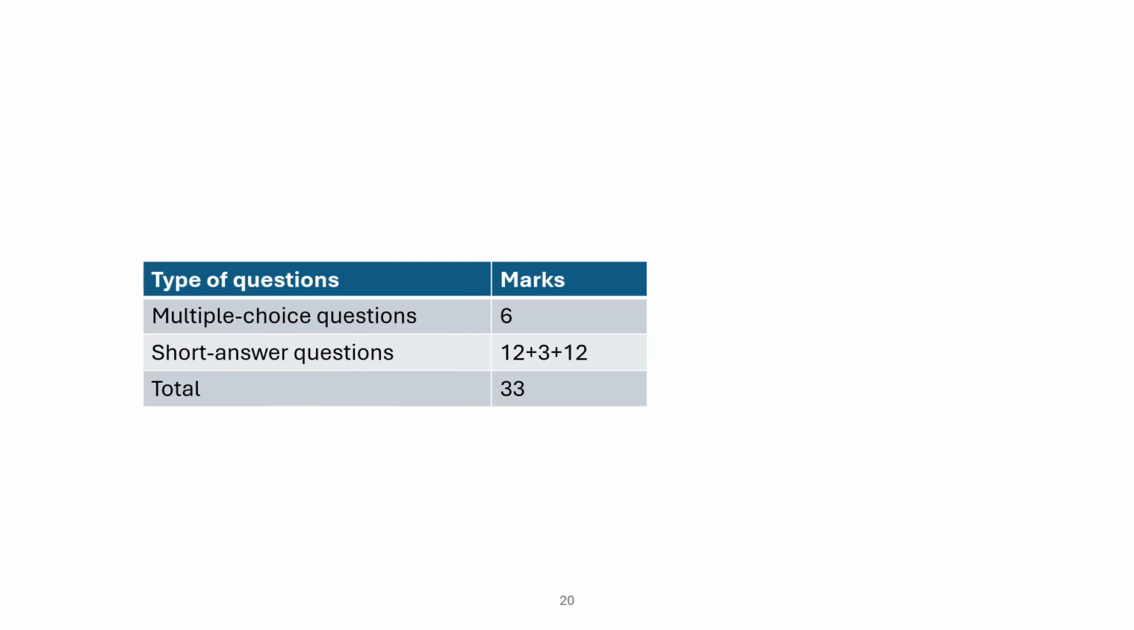In photosynthesis, cellular respiration, and biotechnological applications, 6 multiple-choice questions are worth 6 marks, and 3 short-answer questions are worth 27 marks. The overall score for this section is 33 marks. With a total possible score of 120 points, the percentage for this section is 27.5% of the total score.